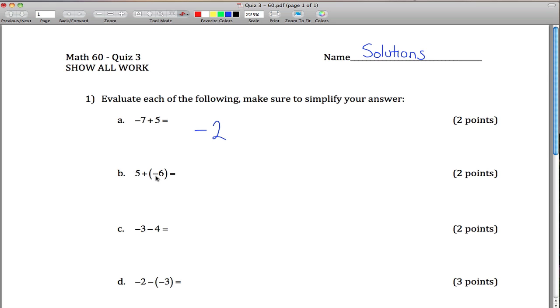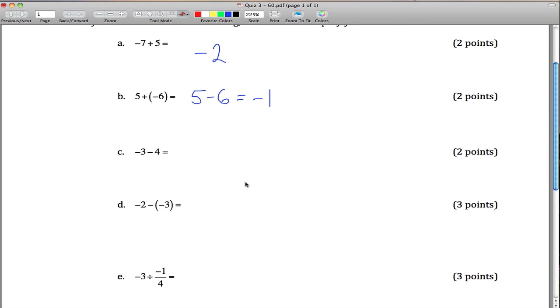Let's see, this guy 5 plus -6. I would think about this as adding a negative is the same as subtracting. 5 minus 6, you go to 5 on your number line and move to the left by 6. You'll end up at -1. Next, -3 minus 4, same idea. Start at -3 on your number line and then move to the left 4 more spots, and you'll end up all the way over at -7.